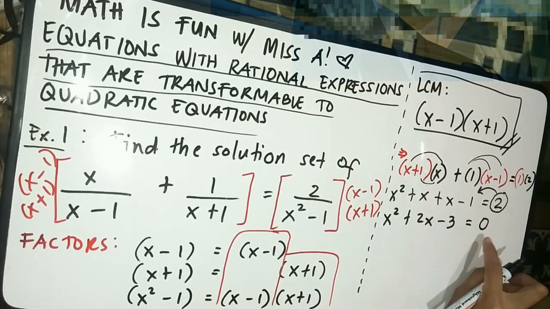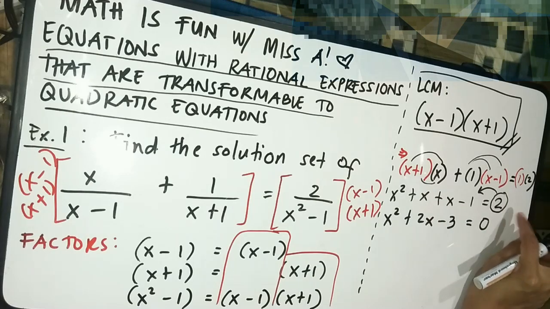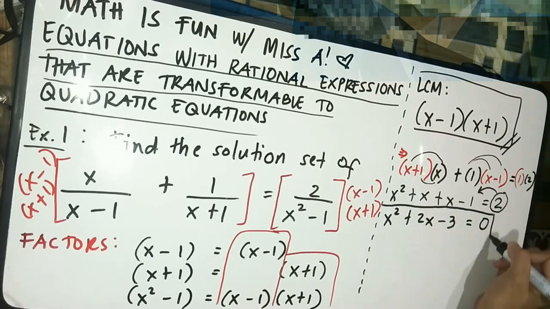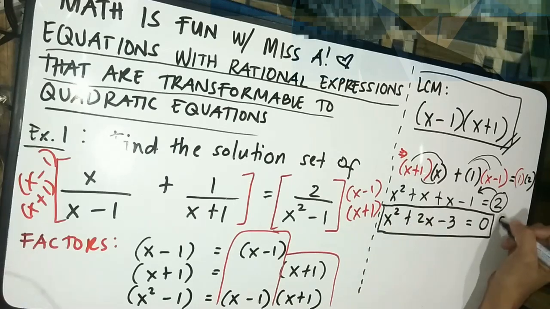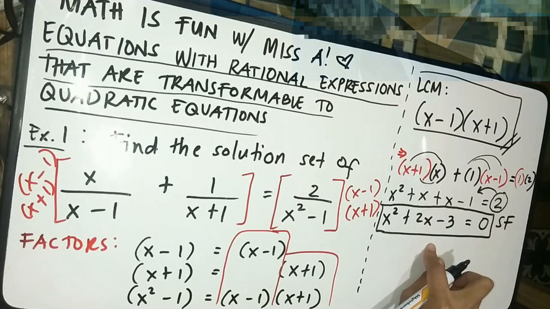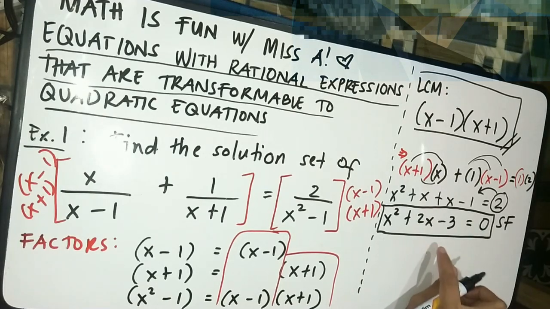So i-equate natin siya sa 0 dahil nilipat na natin sa kabila. Ibig sabihin wala nang natira dito. Now, as you can see, this equation right here is already the standard form of the quadratic equation. And from this point right here, pwede na natin hanapin yung values ng x.